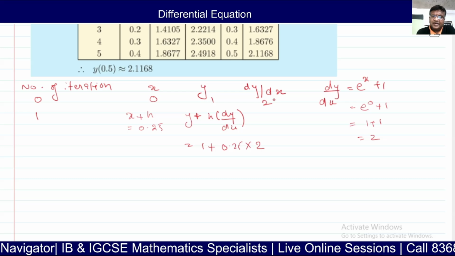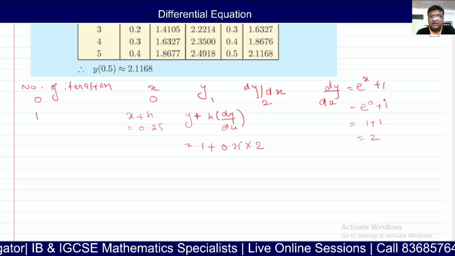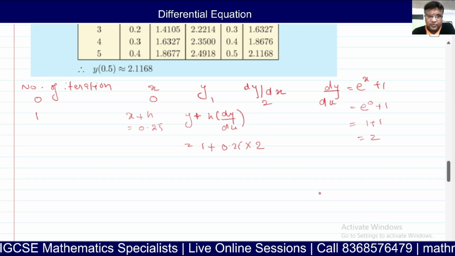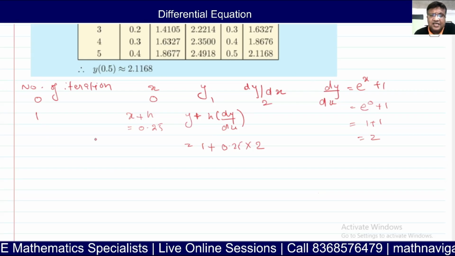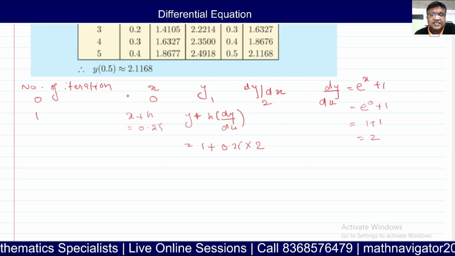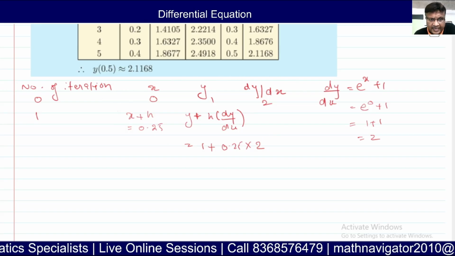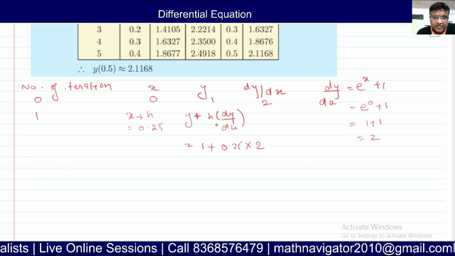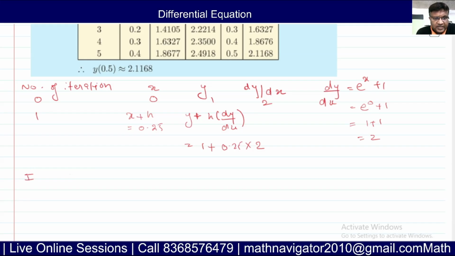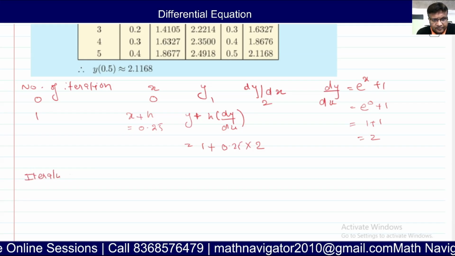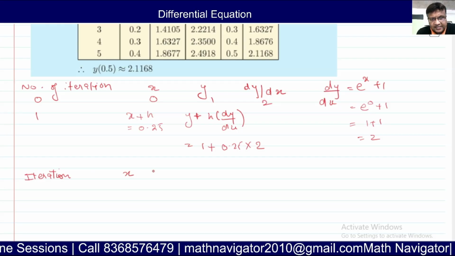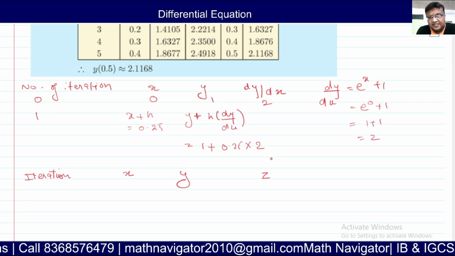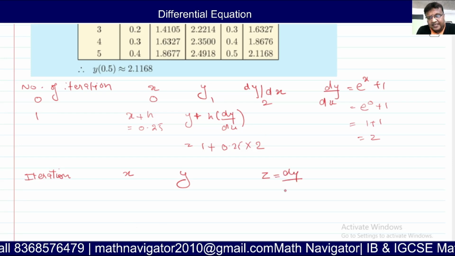And then what is your dy by dx? Your dy by dx is e raised to the power 1 plus 1. So now I'll explain how to solve it on the calculator directly. In this you have to make 4 things. You need to make this table on your calculator: iteration, then x, then y, and then z. Z represents dy by dx.